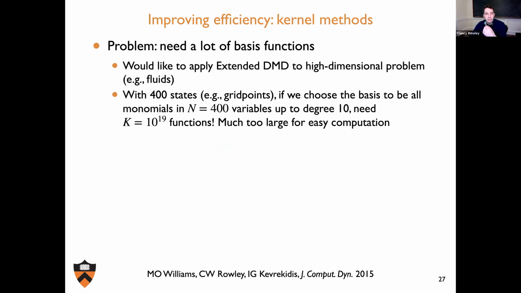Okay, so this seems to work well, but this is not really an ideal method to use for complicated systems. This example I showed you was a two-dimensional ODE, right? We want to apply these to high-dimensional problems like fluids, with many more than 2 states. And even for that two-dimensional system, I used 1,000 basis functions. 400 states is not a lot for a fluids problem, but if you have only 400 states and you choose the basis functions for EDMD to be all monomials in these 400 variables up to degree 10, well, that's 10 to the 19 functions, and that's much, much too large for easy computation.